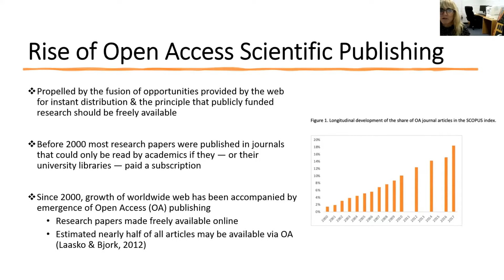So before about 2000, most research papers were published in journals that could be read by scholars or the general public if they paid a subscription, or often it's paid by a university's library subscription to access these journals. But since 2000, the growth of the web has been accompanied by the emergence of the push for open access publishing, and it has risen substantially in the past couple of decades. And now it's estimated that nearly half of all articles published may be available via open access.